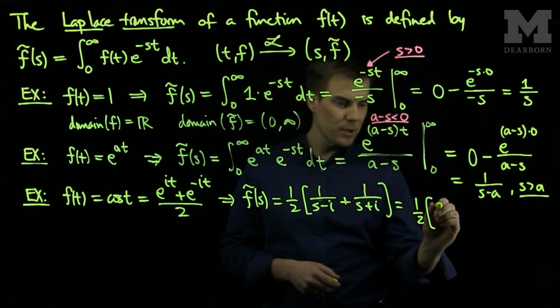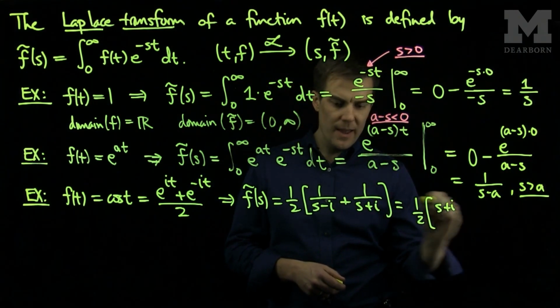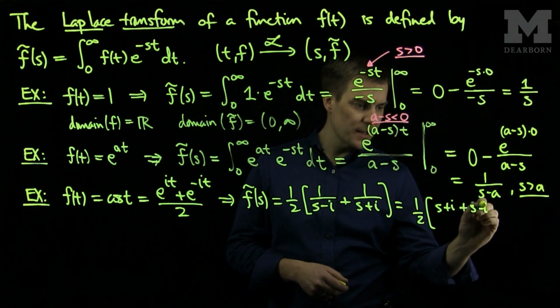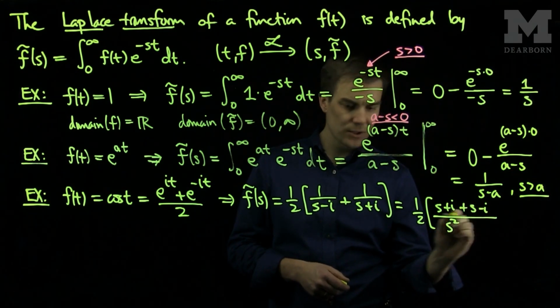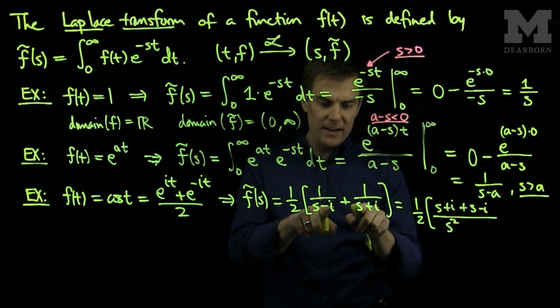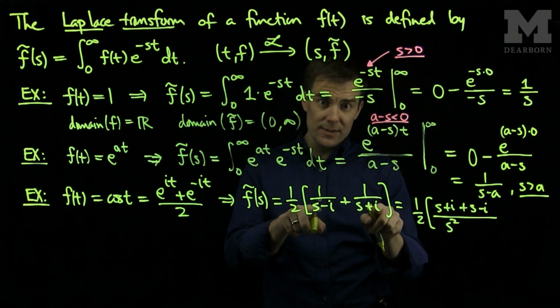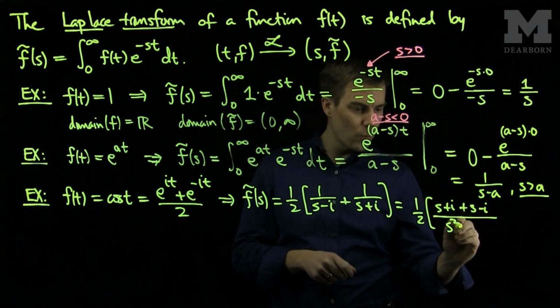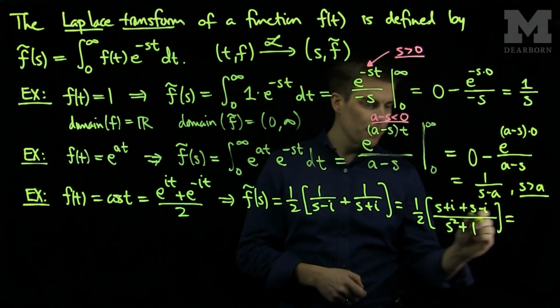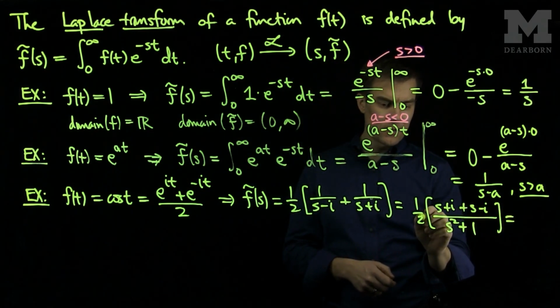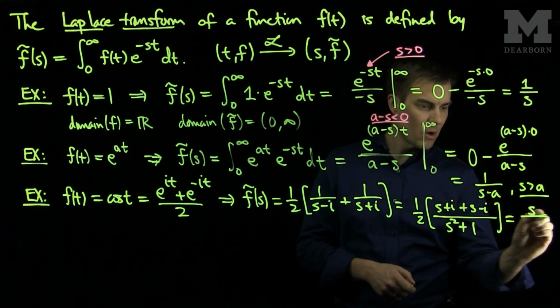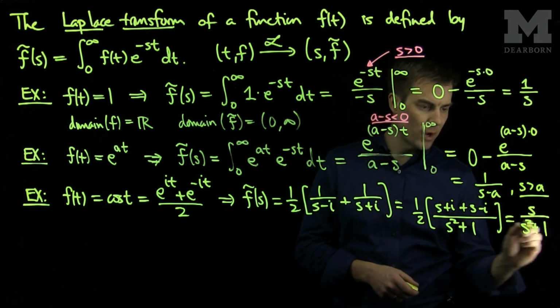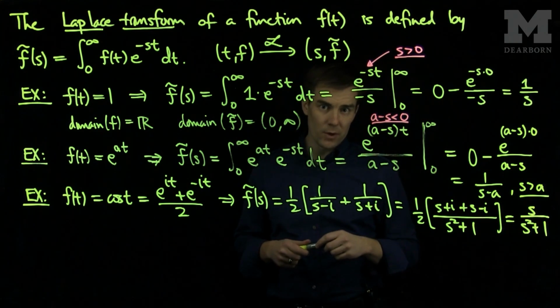I will have an s plus i, and I'll have a plus s minus i over s squared, and then I have a negative is and a positive is. Those will cancel, and I have a negative i times negative i, which will be a positive 1. So if I simplify this, I will have a 2s on top, divided by 2 will be an s, over s squared plus 1, which is the Laplace transform of cosine.